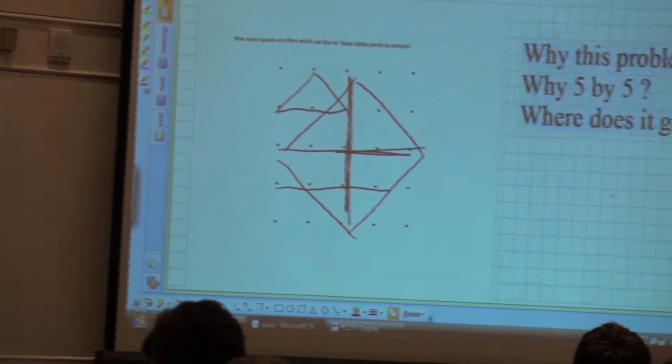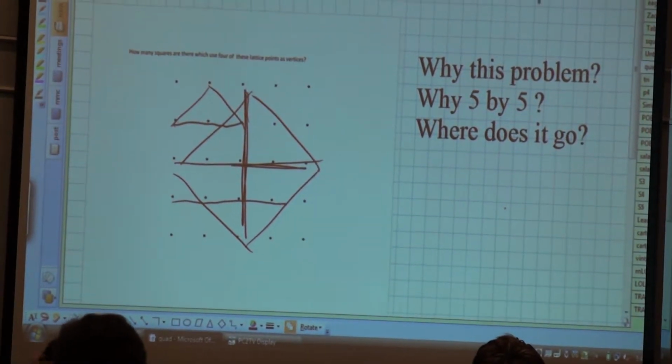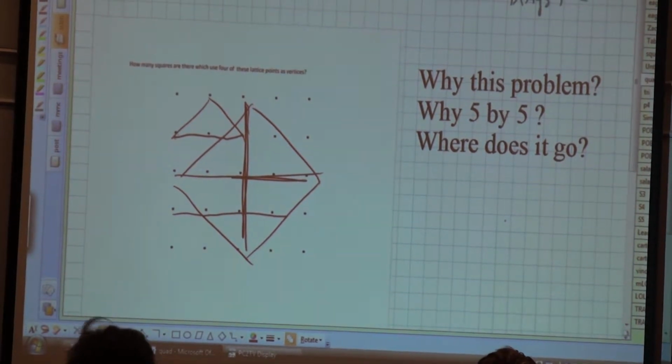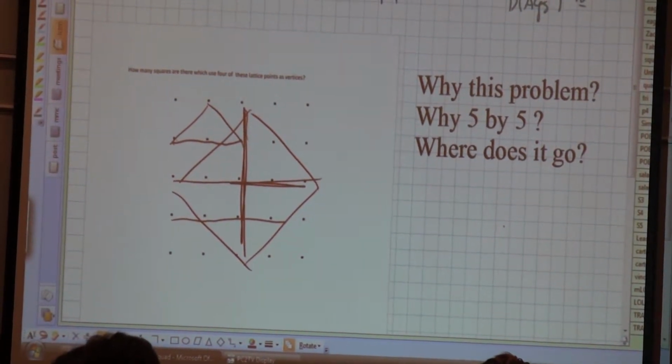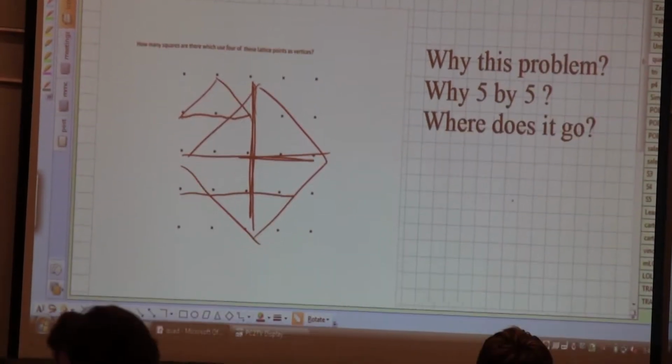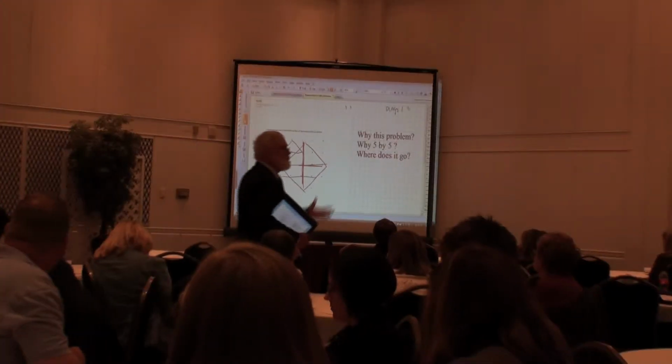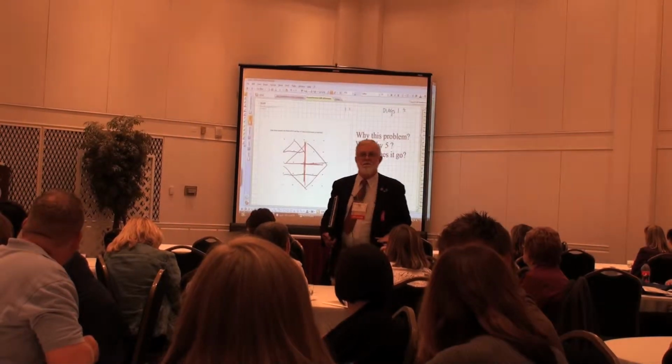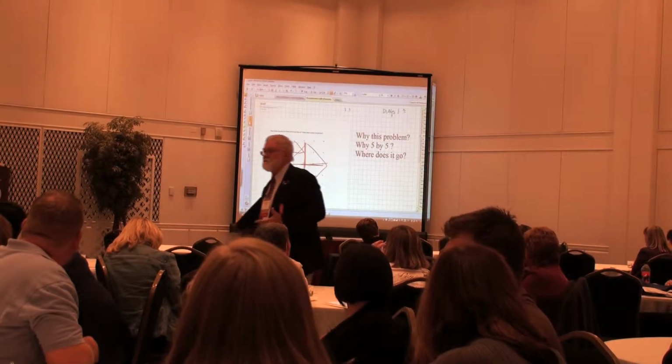I also want to come back to this because I didn't discuss why I picked this problem. I just gave you the problem and you worked on it and did exactly what I wanted to. It was a very good problem. Why did I pick this problem? Well, some of you teach kindergarten. Some of you teach college.